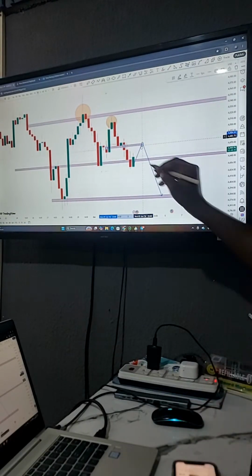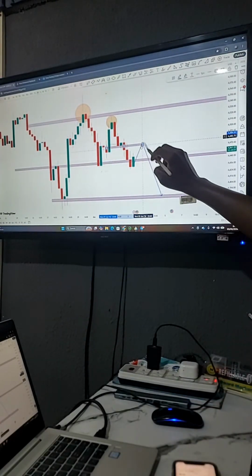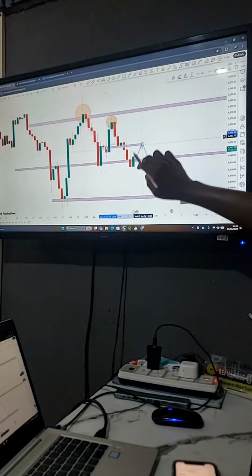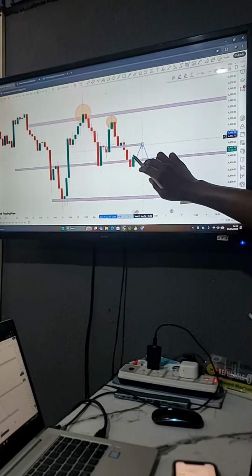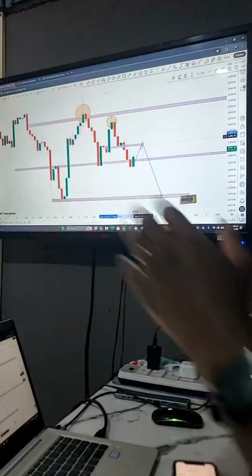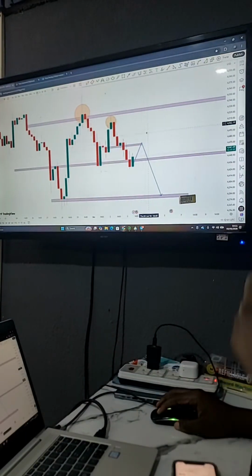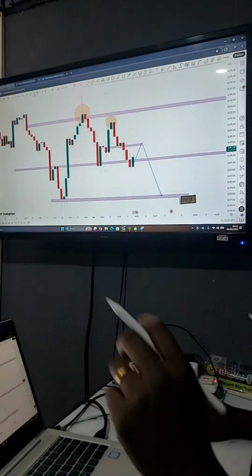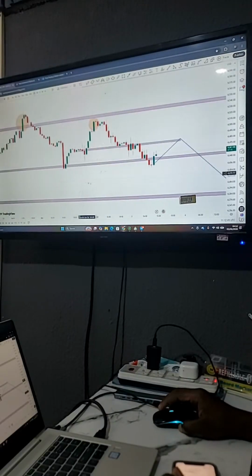The pullback that I am anticipating is that gold pulls back to here before I continue the sell on 4 hours. So this particular move between here is going to be a long distance on a lower time frame, like 15 minutes or 30 minutes. But before we get there, let's first of all also check what the 1 hour time frame is doing.